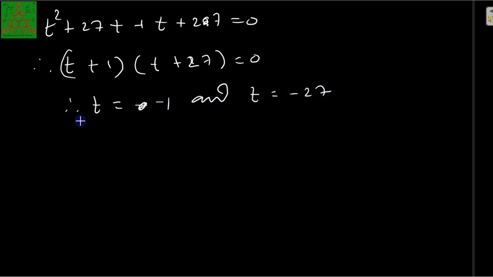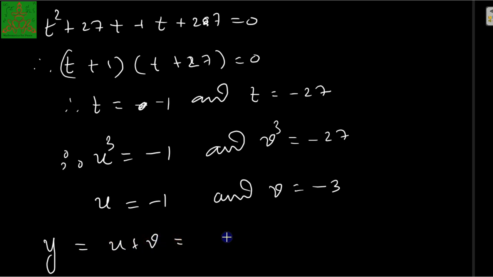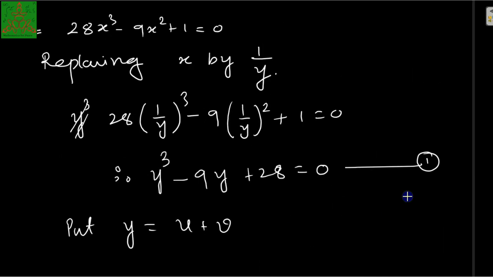Once you have the value of t, that means you have the value of u cube, which I can call minus 1, and you will have the value of v cube, which I can call minus 27. So this will give you u is minus 1 and v is minus 3. And as per the rule, u plus v equal to minus 1 minus 3, which is minus 4, is one of the roots. And we have one root of equation number 1.